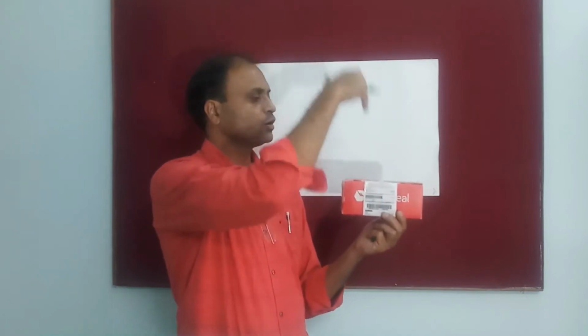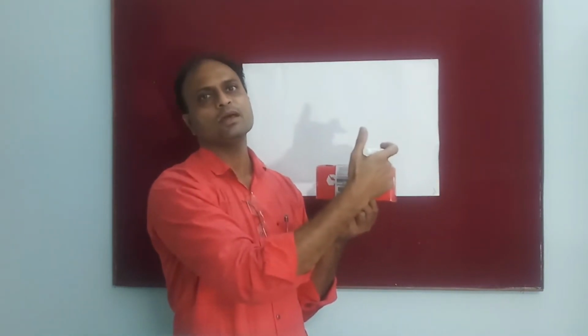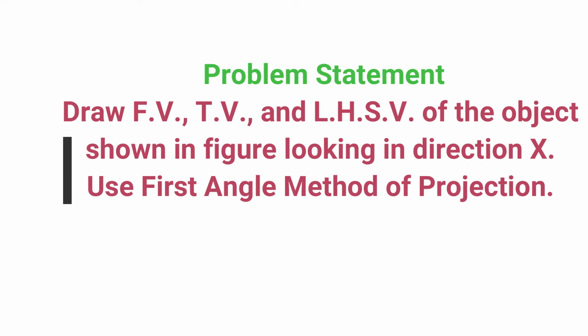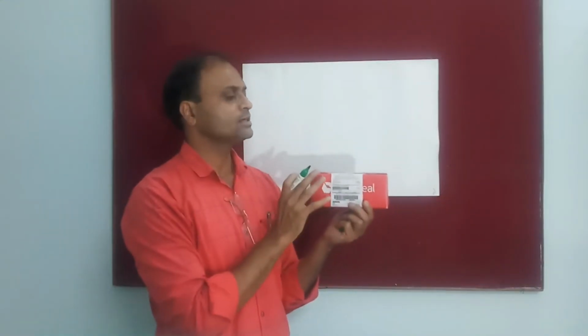Again, in orthographic projections, we draw front view, top view, and either left hand side view or right hand side view. Okay, so I am now making the problem statement very specific. Draw front view, top view, and left hand side view of the object looking in direction X. Use first angle method of projection. Okay, so this is the statement.